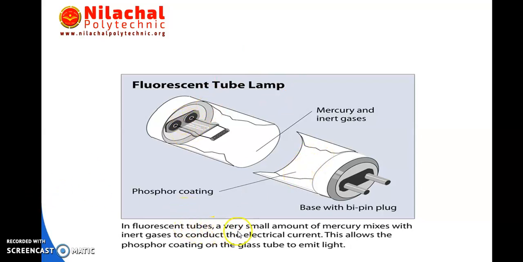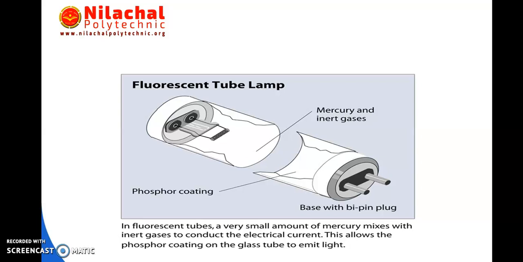In a fluorescent tube, a very small amount of mercury mixes with inert gases to conduct the electrical current. This allows the phosphorus coating on the glass tube to emit light. This is the important point. So what is this important point? It says that in a fluorescent tube, a very small amount of mercury mixes with inert gases to conduct the electrical current. This allows the phosphorus coating on the glass tube to emit light. This is the important point you have to remember.